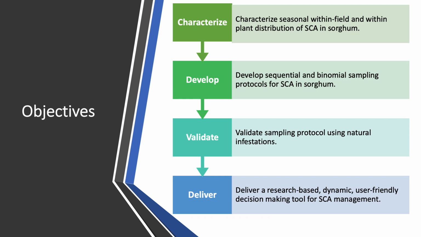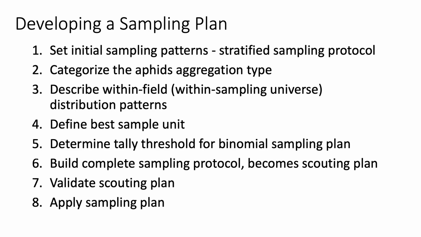So that was OSU's job. It was a multi-state collaborative, a giant grant that was put together, and our job was to characterize, develop, validate, and deliver a sequential binomial sampling protocol. And you do this by designing a sampling plan. And sampling plans are not easy to do. It's a lot of modeling, and it takes a long time.